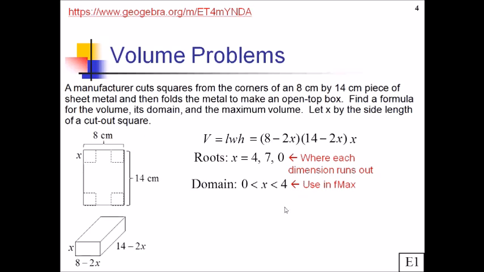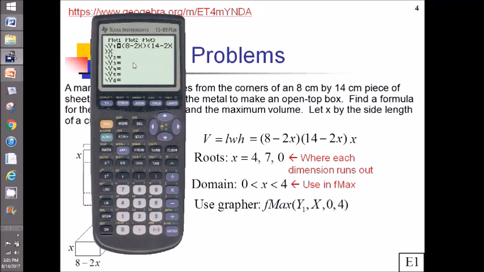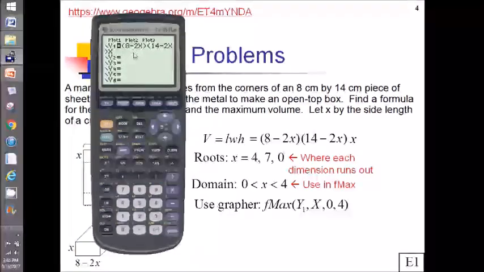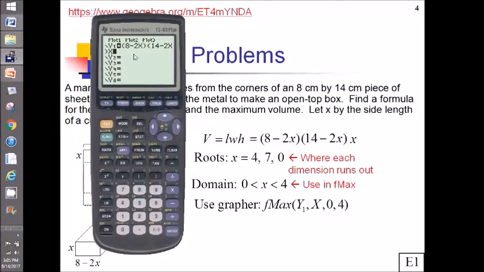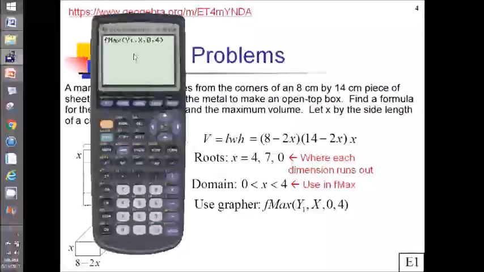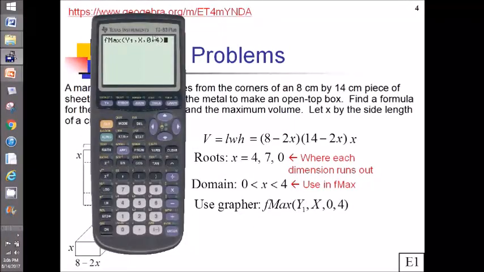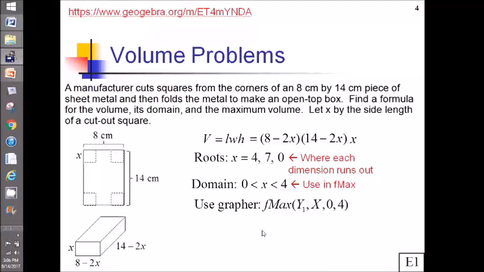So let's go ahead now and plug this into fmax. You do it on your calculator, I'll do it on mine. So here I've entered my function into y1. Now I'm going to use fmax. And again, 0 and 4 are going to be my lower and upper bounds using fmax. And that gives me, survey says, 1.64-ish. So that's my answer for this one.